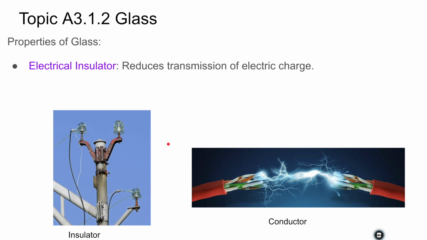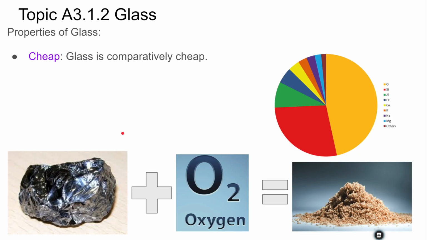It's a good electrical insulator, so it does not transmit an electrical charge. So you can find glass in, for instance, here, these are glass insulators on power transmission lines, and that will not conduct electricity. Glass is comparatively cheap because it's made out of the two most abundant elements on our planet, which are oxygen, the most abundant element on our planet, and silicon, which is the second most abundant element on our planet. So it's widely available because it's made out of sand, really. Now, specific types of sand, you have to have fairly pure sand, but it's common. You can get this stuff almost everywhere.